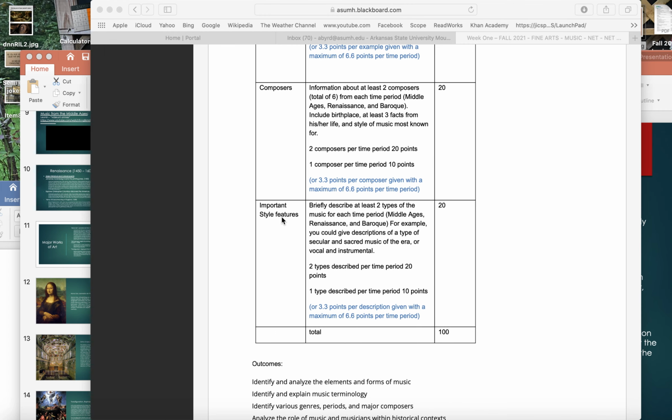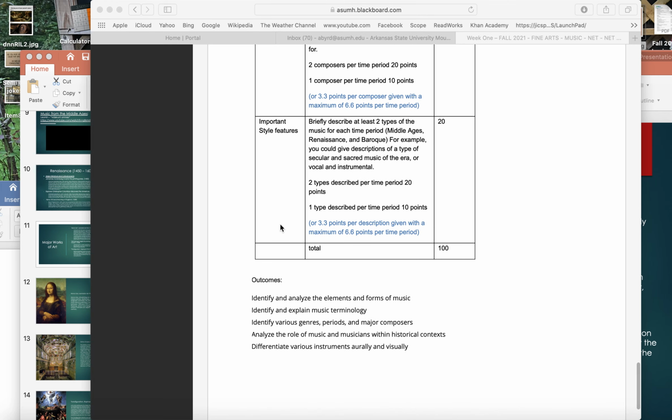And the last section that a lot of people miss is 2 important style features. So for example, for that particular time period, if you're talking about the Middle Ages, you're probably going to talk about one of the style features, one of the things characteristic of that time period, which would be Gregorian chant. If you're talking about the Renaissance, you might mention madrigals. So you're looking for 2 things per time period, just briefly described.